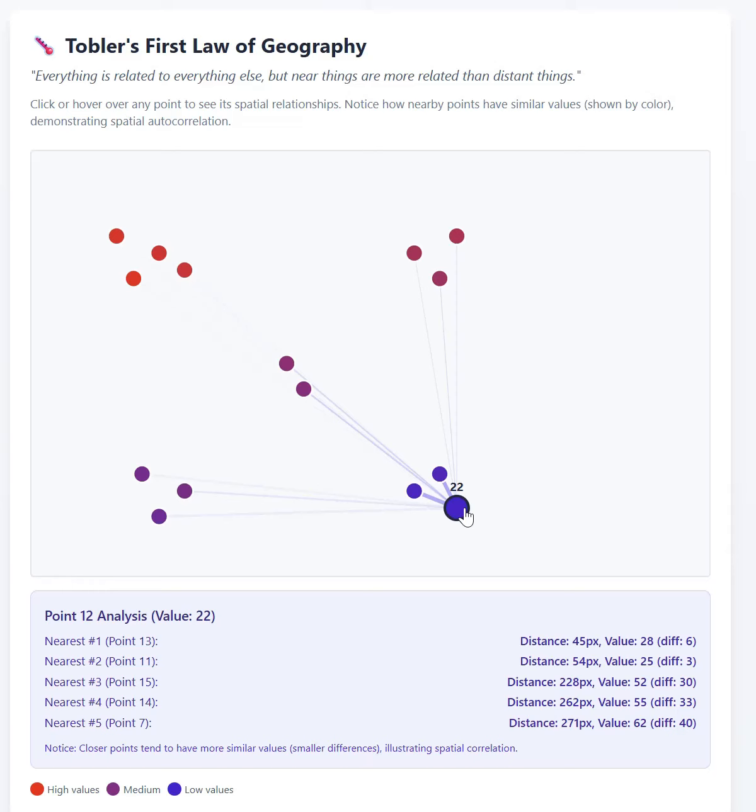But here's the key insight. Notice how the lines connecting to that red cluster up in the top left are very faint and thin. And that's because those points are both geographically distant and have very different values. They differ by 60 or more points. The spatial distance corresponds to the difference in values. Near things are more related than distant things.